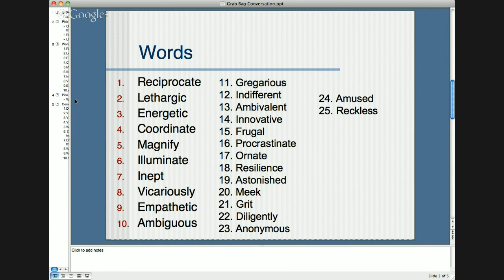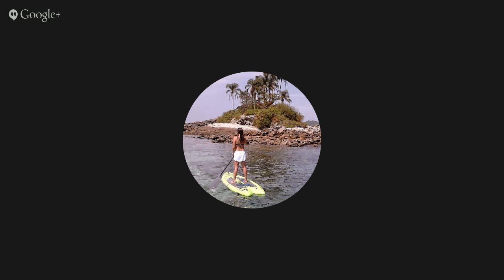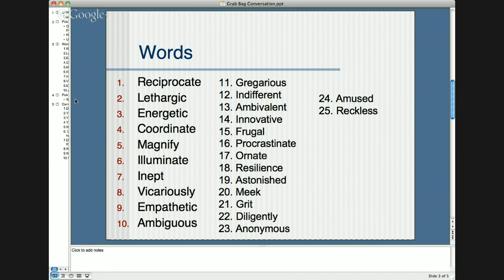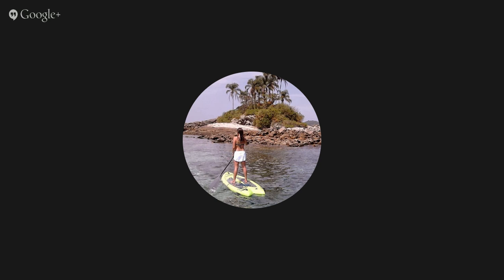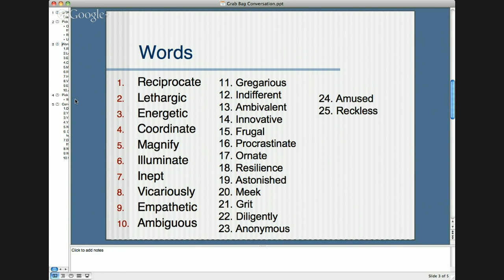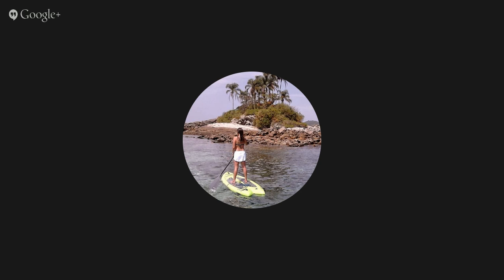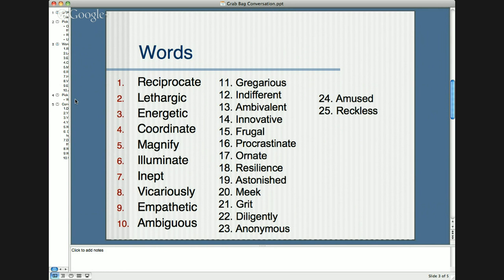What is... I have no idea, and I don't know how to pronounce it either. But it's pronounced exactly how the letters are pronounced. So what do you think? Meek. Good. Yes, this is an adjective. And number 21, grit. Good. Excellent. This is a noun.